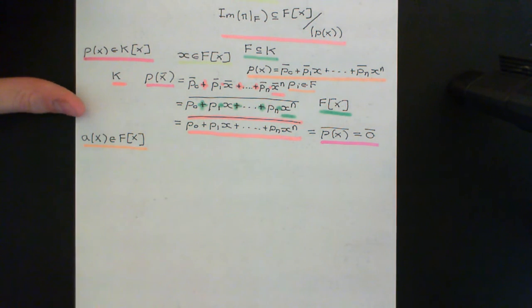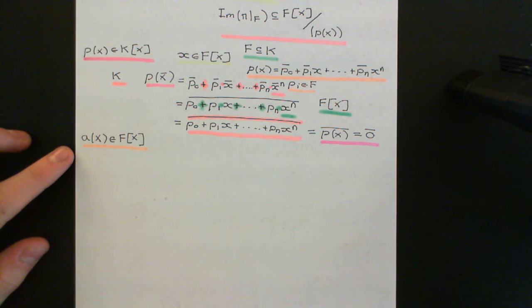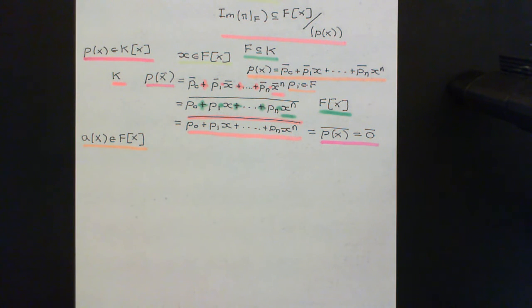Now, there are two cases here. Either a of x itself is actually a polynomial of degree less than n. If a of x is a polynomial of degree less than n, you're done. Okay, absolutely fine. We've proven that that coset does indeed contain a polynomial of degree less than n.